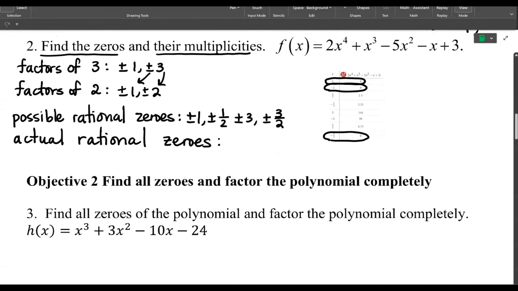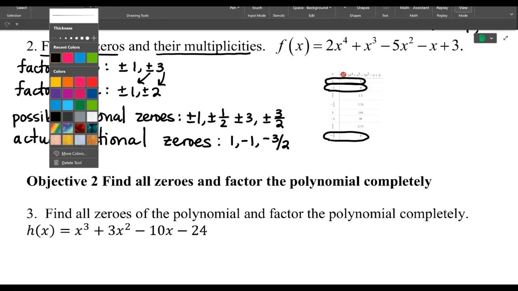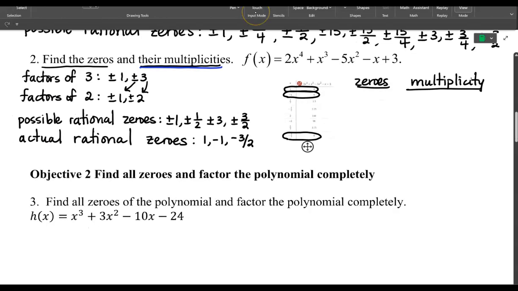So this function has 3 zeros. It has a zero of 1, a zero of negative 1, and a zero of negative 3/2. And we're also being asked to find the multiplicities for these zeros. So I'll go ahead and list my zeros in this table: 1, negative 1, and negative 3/2. Now, before we figure out what the multiplicities are, what we definitely know is that one of those zeros has to show up with multiplicity 2. We know that because the degree of this polynomial is 4. So if we have a 4th degree polynomial with 3 zeros, one of these zeros has to be repeated to give us that total degree of 4.